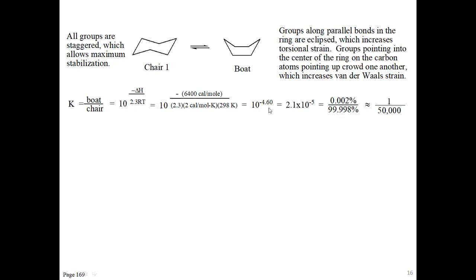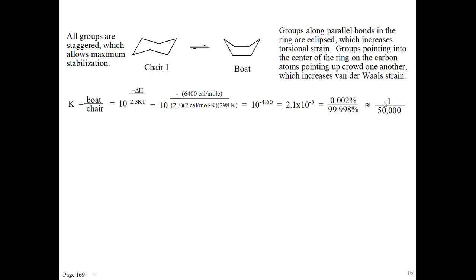So you can see this is a pretty small number. 10 to the minus 4 would be 1 out of 10,000. 10 to the minus 5 would be 1 out of 100,000. We're someplace in between. Okay, so we have this equals 2.1 times 10 to the minus 5. Okay, if we do that as a percent of the different ones, it would be a very tiny percent. Almost all chair, remember there's 2 chairs, so it's split 50-50. But that would be like 1 out of 50,000 is the boat. So it's only 1 out of 50,000, but remember, as they flop back and forth tens of thousands of times per second, it has to go up to that boat.